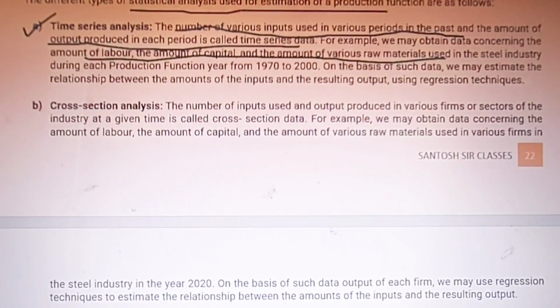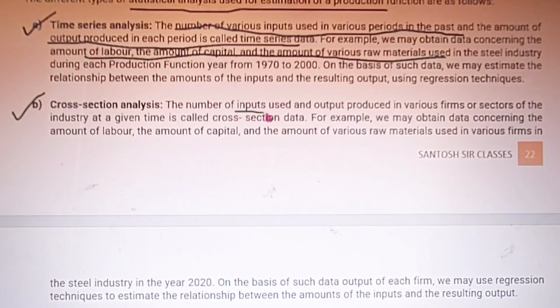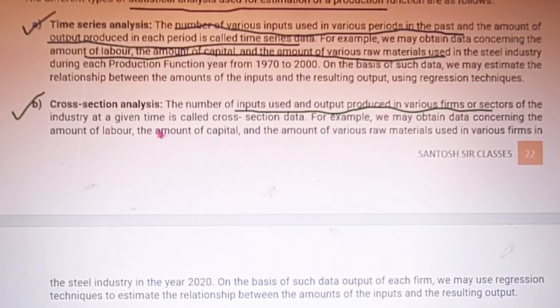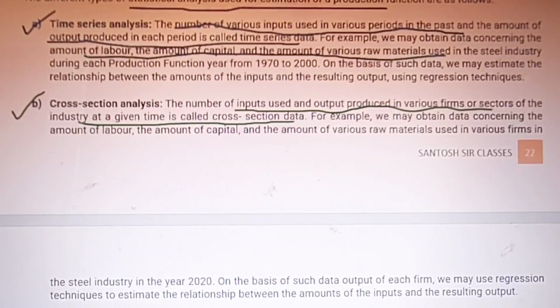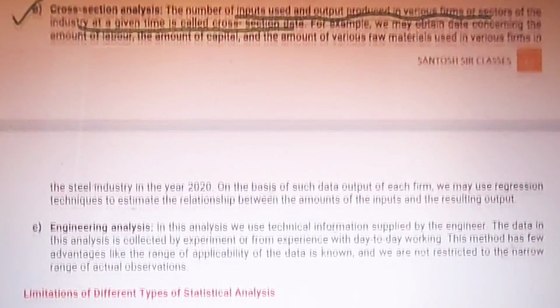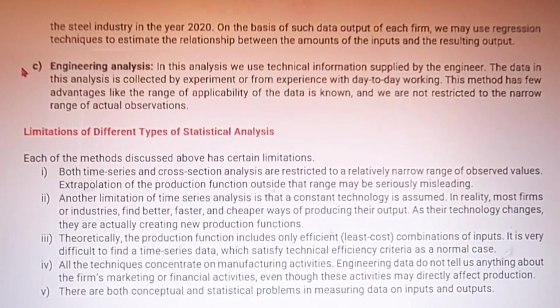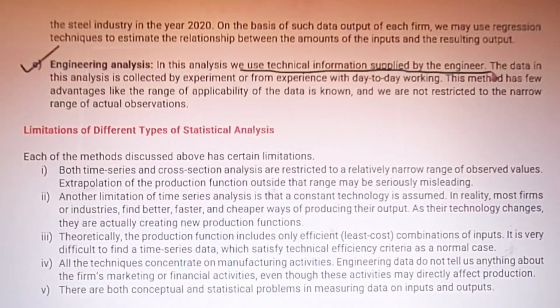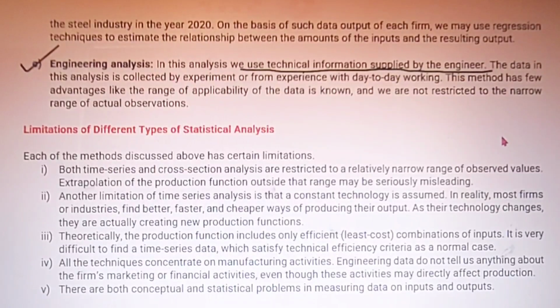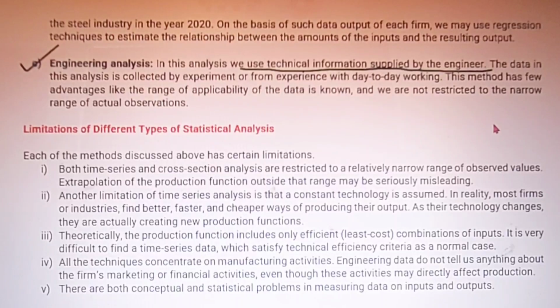Then we have one more method, that is cross-section analysis. Here the number of inputs used and output produced in various firms and sectors of the industry during a given period of time is called cross-section data. And on the basis of this data, the estimation is done. And the third one is engineering analysis. In this analysis, we use technical information supplied by engineers, the experienced people, and knowledgeable persons. Based on that, we find our estimation.